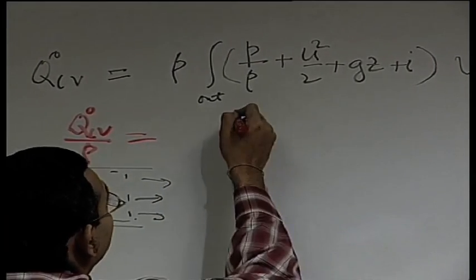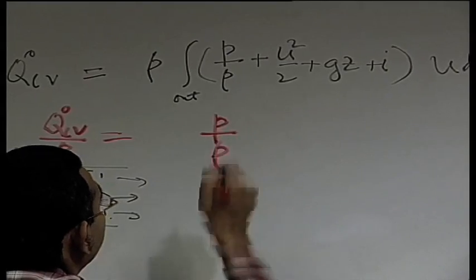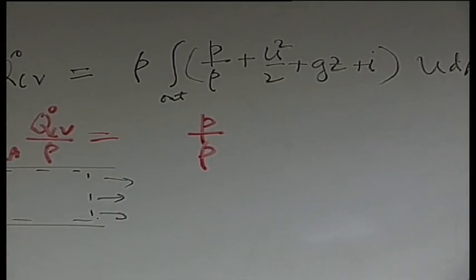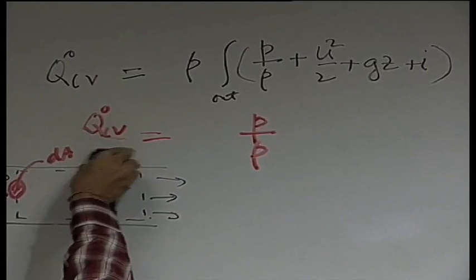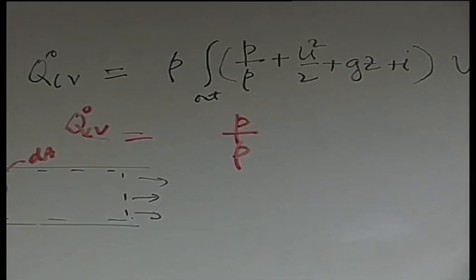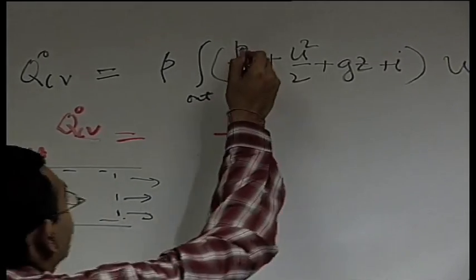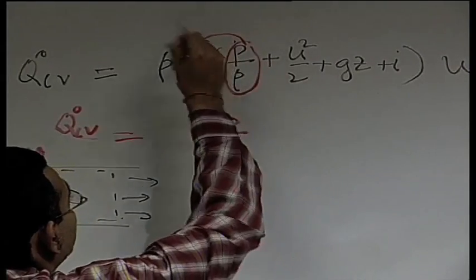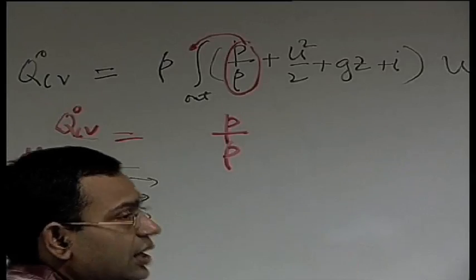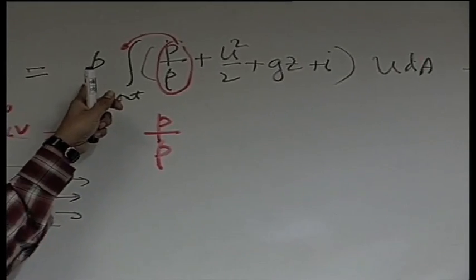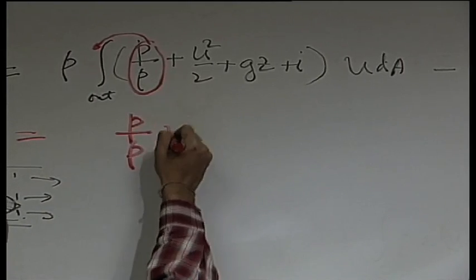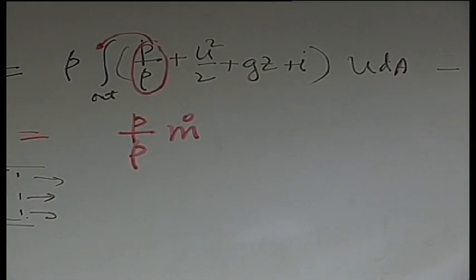So we will divide by rho in the next stage. We will now see that if you take p by rho out of the integral, then what you are left with in the integral is integral of u dA, that is the volume flow rate, that multiplied by the density is the mass flow rate. So we call it m dot.